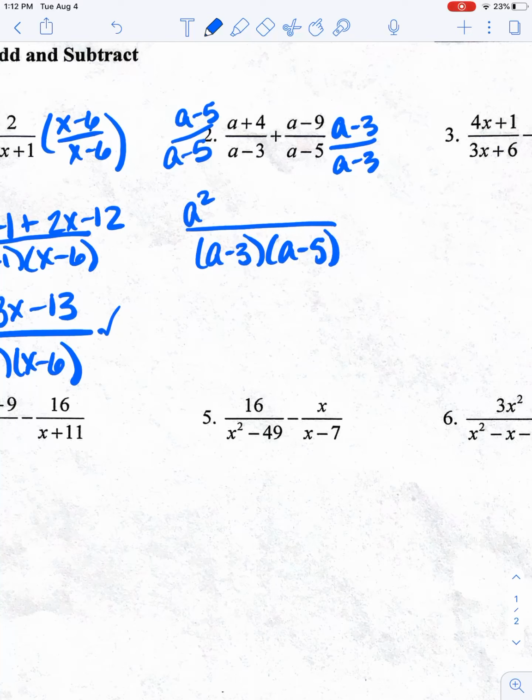I'm going to multiply the top, plus 4 minus 5 minus 20 plus a squared minus 12a plus 27.